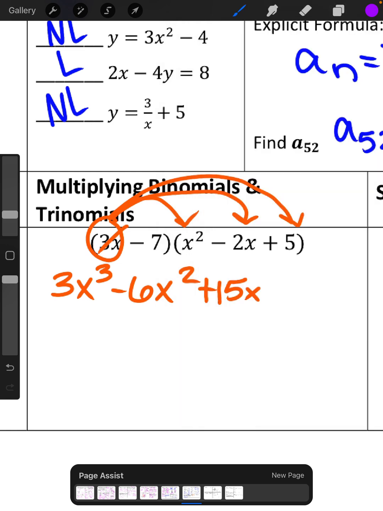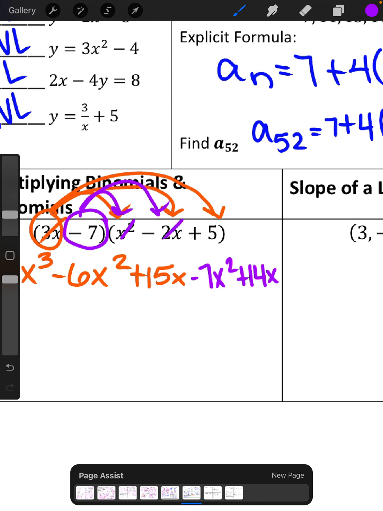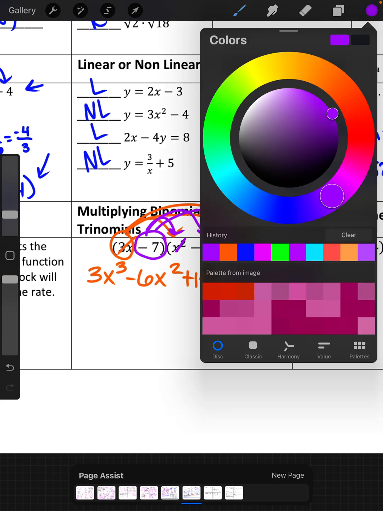I'm going to swap colors to do the negative 7. So now I have the negative 7 times x squared. So negative 7 times x squared is negative 7x squared. I have negative 7 times negative 2, which is positive 14x. And negative 7 times 5 is negative 35. Sorry. Then you just clean this up and you combine the like terms.